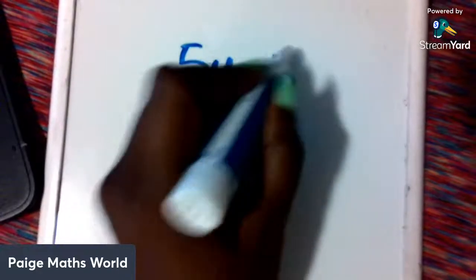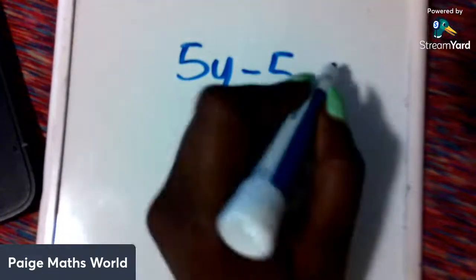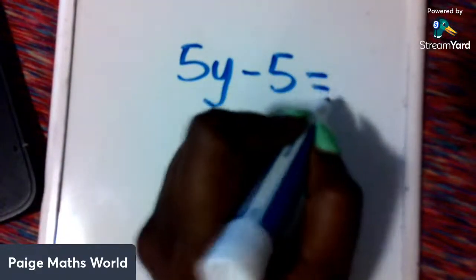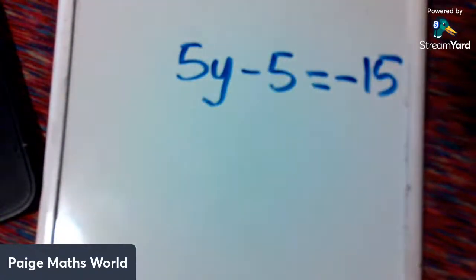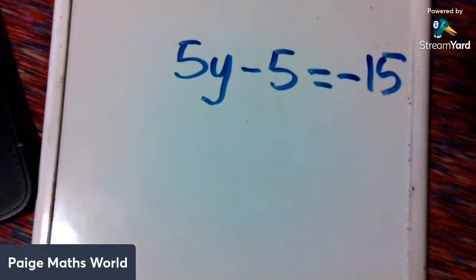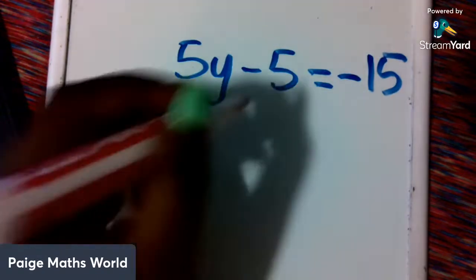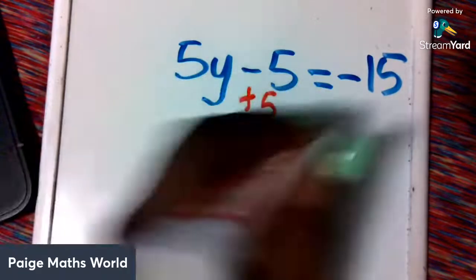All right, so let's do the one that I did give for homework. So it was 5y minus 5, and that was equal to negative 15, right? It was equal to negative 15. Thank you for the correction, Keisha, for the homework. So in this case, what are we going to do again? Still, we're going to be adding. So it's the same procedure. We're going to be adding 5.